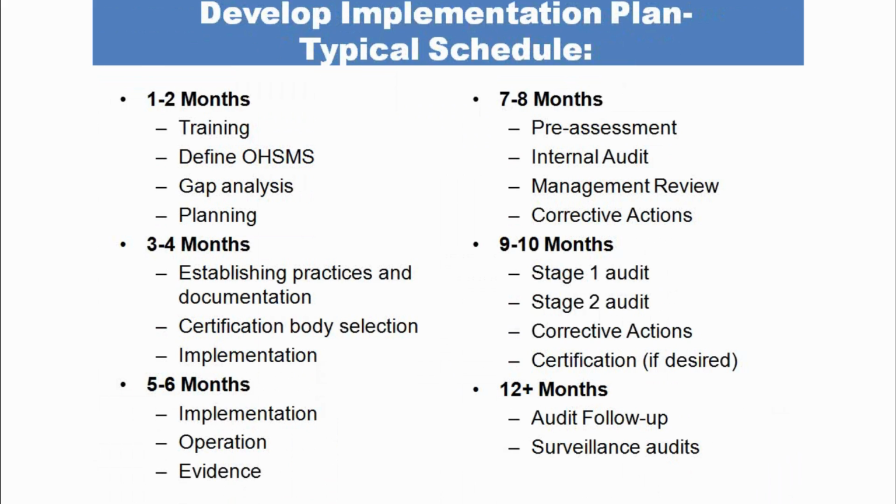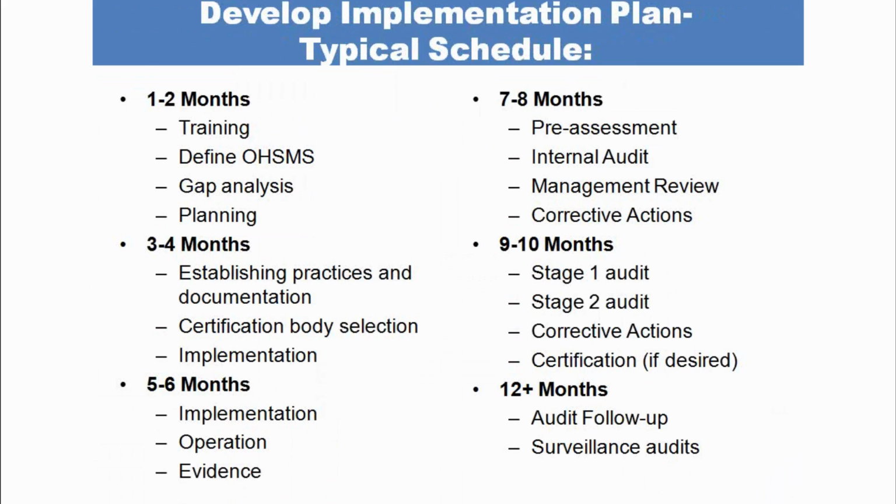Like I said earlier, ISO 17025 is not. There are no super requirements. They're just requirements that need to be understood, both on the part of management and technically. So in 3 to 4 months, you should be able to establish practices and documentation, and then select a certification body in country or outside the country, and then implementation stage. There is no hard and fast rule that says that within the first 2 months you are not implementing anything. No, it's interwoven. But in 5 to 6 months, implementation should continue, operation, and evidence.